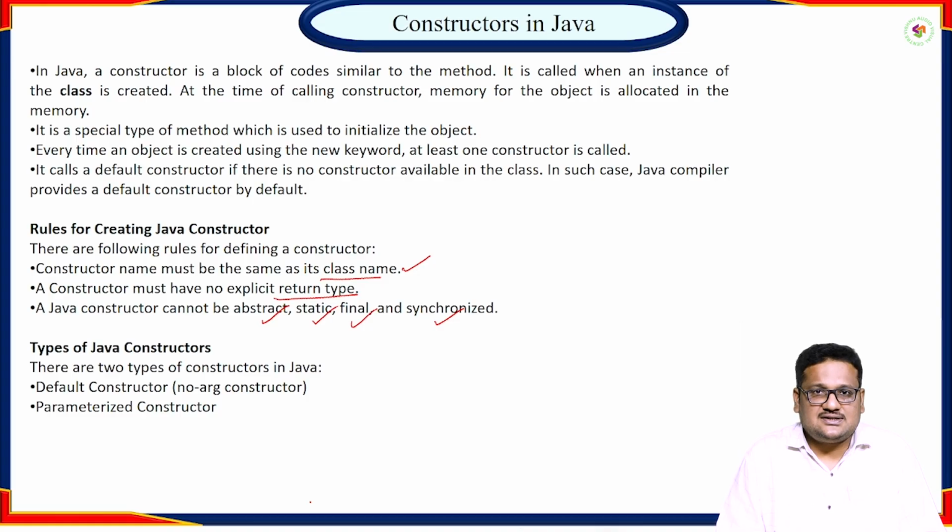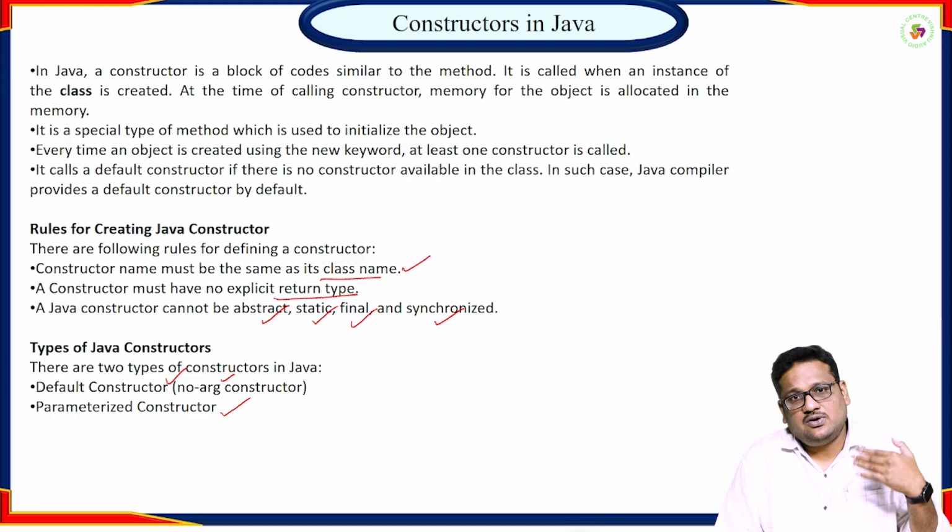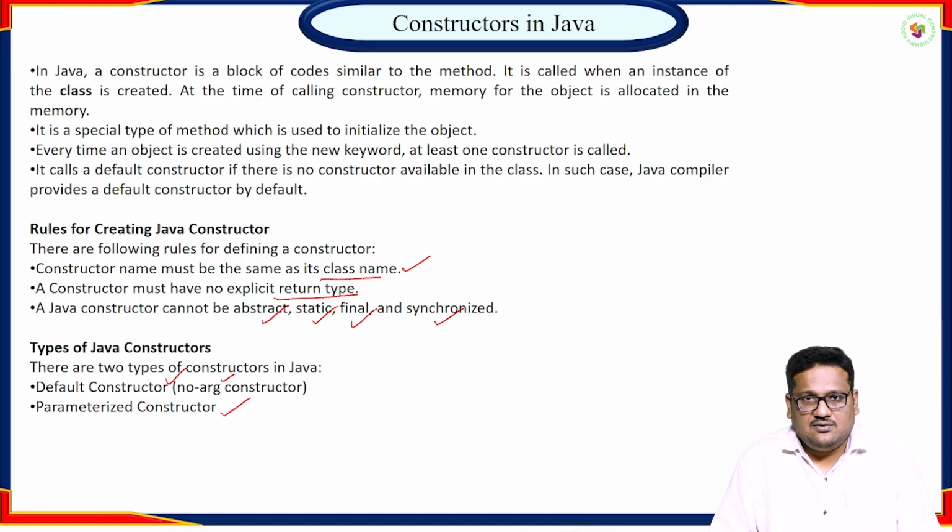Like methods, here also we have two types of constructors. The first one is a default constructor. Default constructor means no arguments are there in the constructor, and the second one is a parameterized constructor. And default constructor means if there is no constructor without arguments, definitely one default constructor will be invoked at the time of instance creation. We will see the types of constructors one by one.